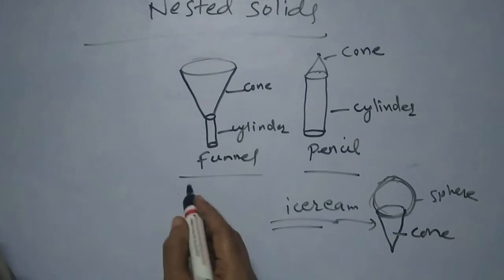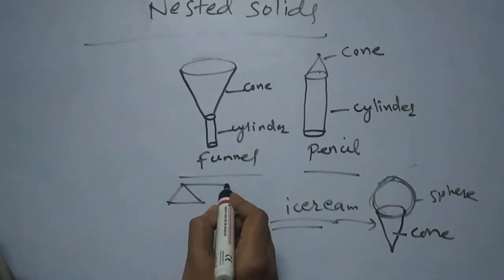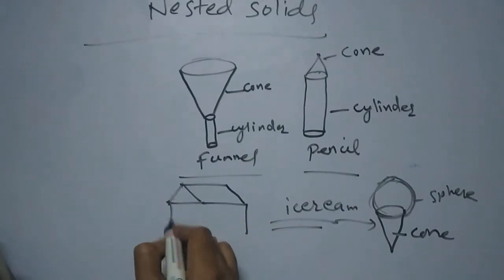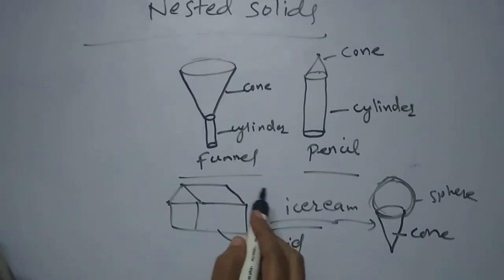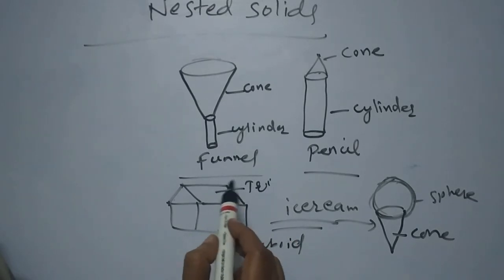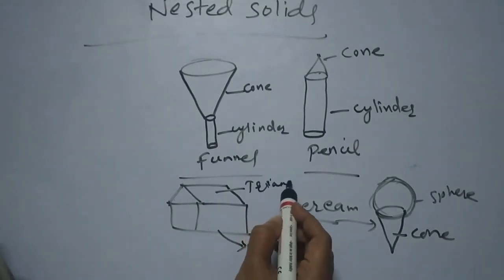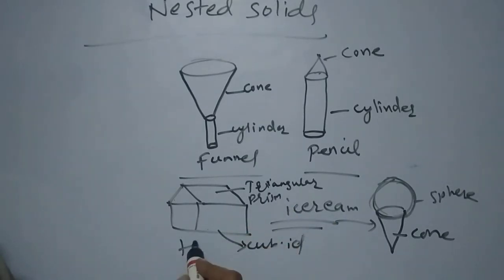Again you have an example like a hut or a simple house, if you notice it. Here there are so many solids. You can see it is a cuboid. This is a triangular prism, because the bases are triangles. So it is a triangular prism. And this is the shape of a hut. So these are all nested solids, which are made up of one or two solids in them.